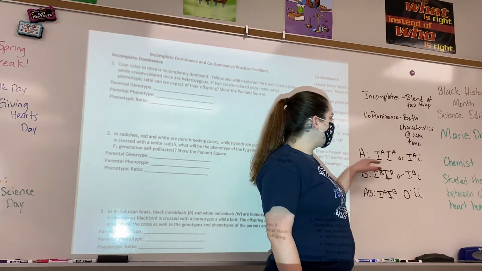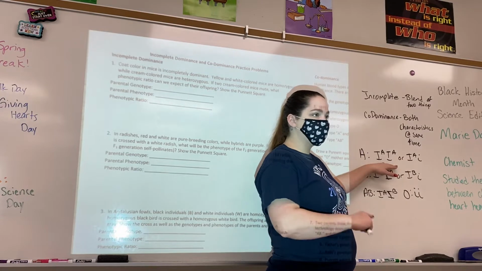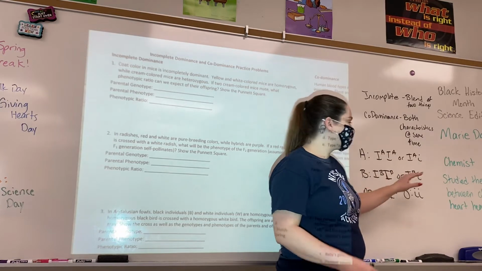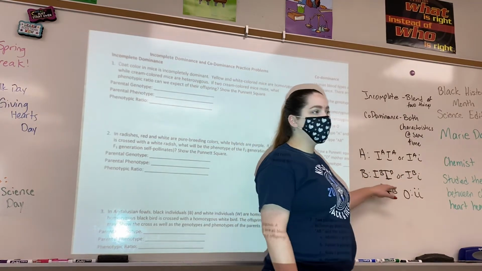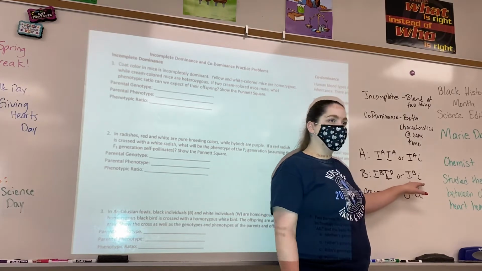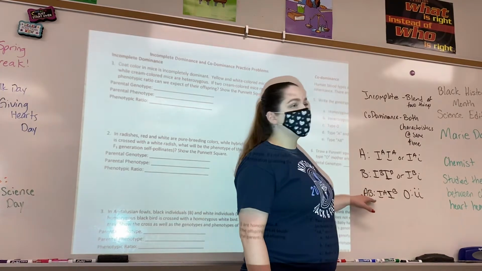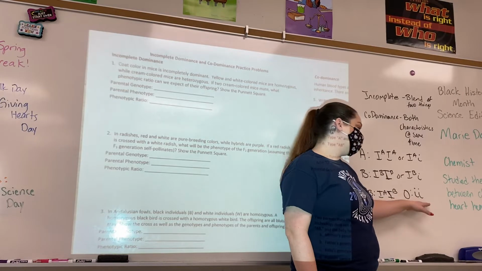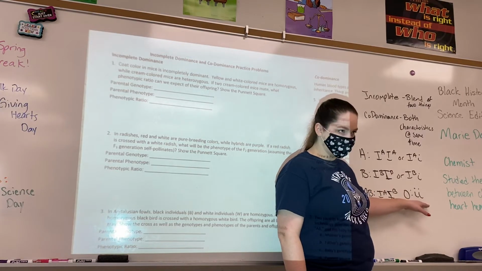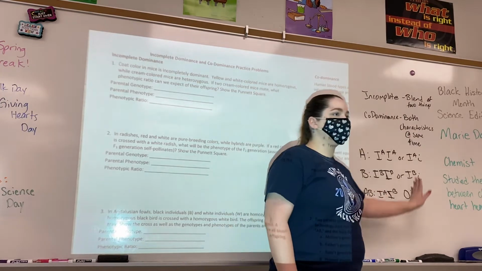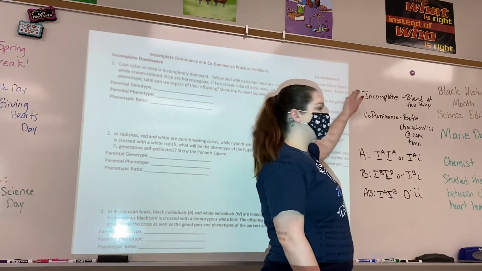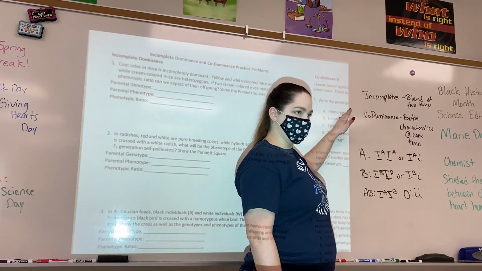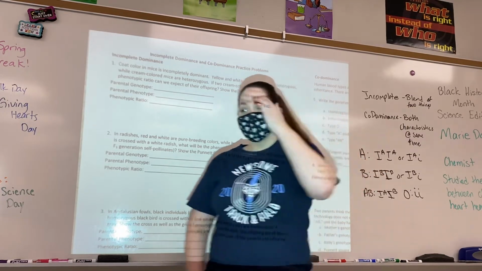So for type A, we could have our homozygous type A, which is capital I capital A, capital I capital A. Or we could have our heterozygous A, which is capital I capital A, lowercase i. And then for type B, we can have two capital B's, or we can have a capital B and a lowercase i. And then if we are type AB, then we have both capital A and capital B. And if we have type O, then it's two lowercase i's. So everyone remembers how to write blood types, yes? Okay, and you remember the difference between incomplete and codominance. Either a blend or you see the two traits at the same time. We're good?